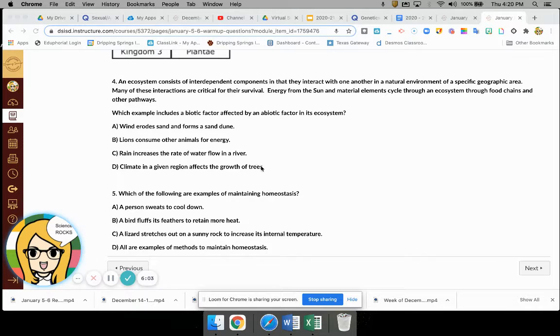So growth of trees are biotic, and climate is abiotic. So the climate affects the trees. So your answer is D. Climate in a given region affects the growth of trees.